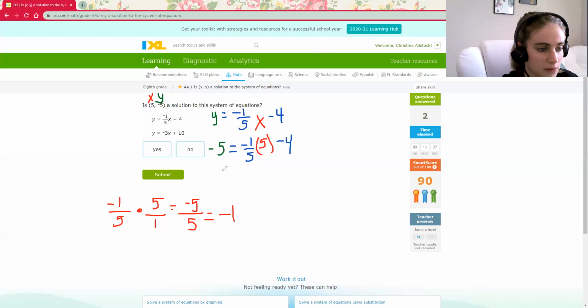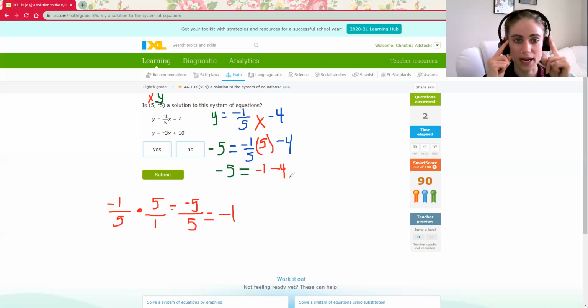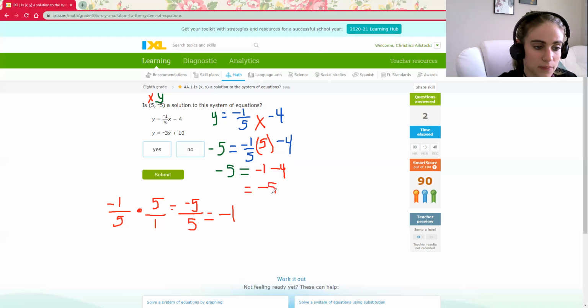Therefore, we have negative 5 is equal to negative 1 minus 4. Negative 1 minus 4. Think about a number line. I start at negative 1 and I subtract 4. That means I'm going backwards, so it'll continue into the negative, which would be negative 5. And that is exactly what we wanted to get. So it does work for this very first problem.